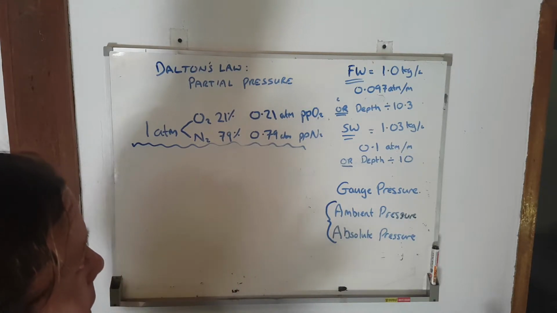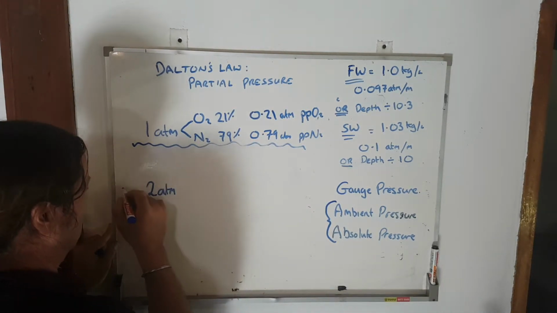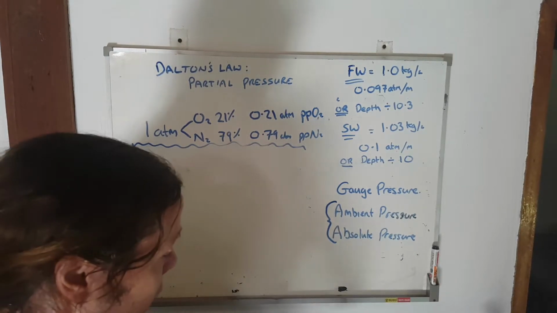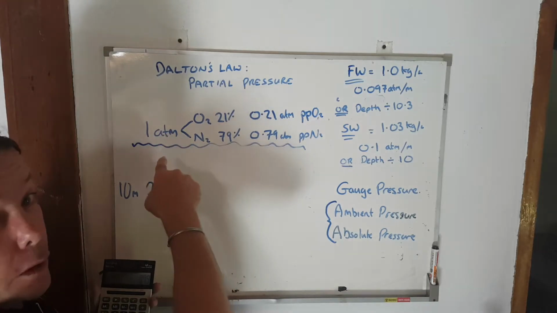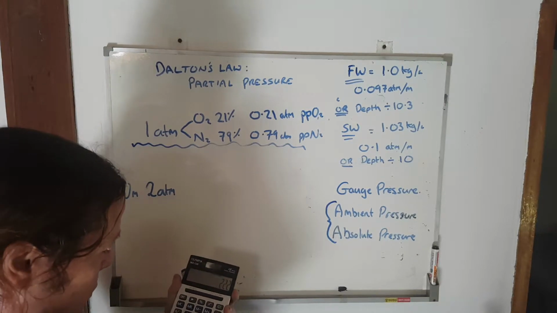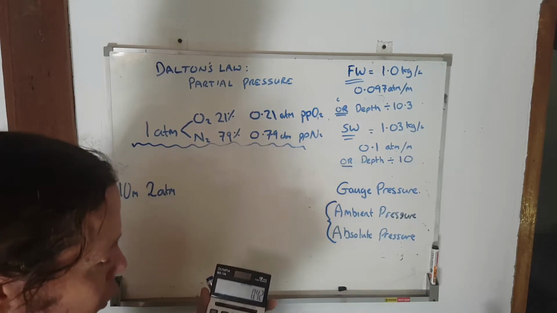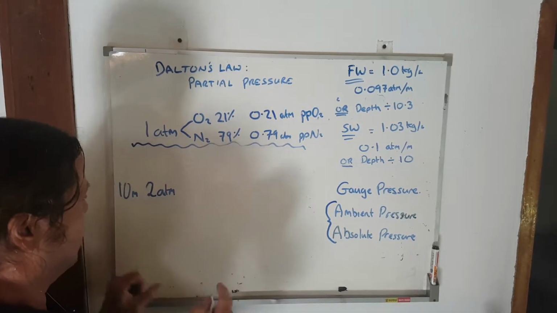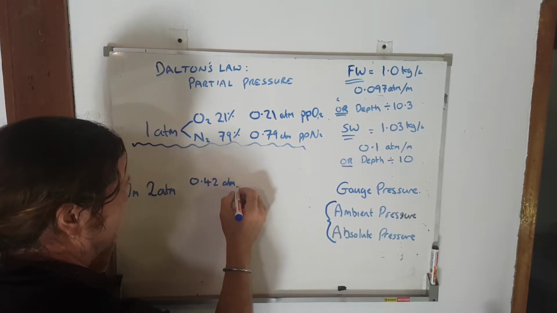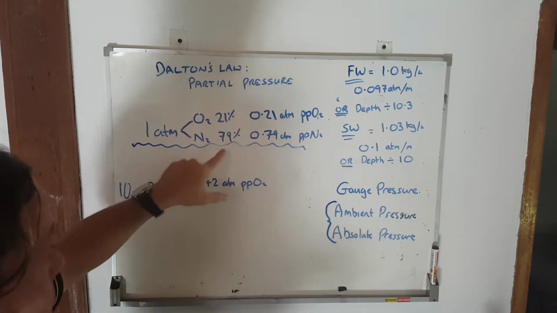Let's take it somewhere nice and easy then. Let's take it down to 2 atmospheres, 10 meters. I have the same gas. Let's do the same calculation: I've still got 21%, but suddenly I haven't got 1 atmosphere, I've got 2 atmospheres. So now I go 2 times 21, press the percent key: 0.42. So now I have 0.42 atmospheres partial pressure oxygen.